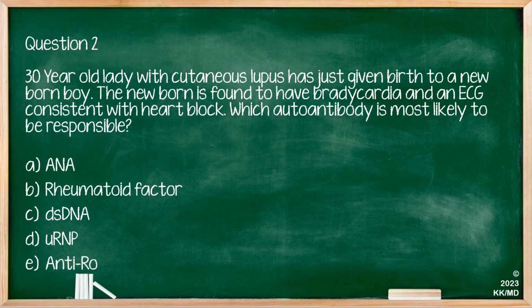So if you recall correctly, we did talk about the risk for mothers who have either SLE or cutaneous lupus and are found to have anti-Ro and anti-La antibodies in their serum, of giving birth to newborns who could suffer from neonatal heart block. And this case is basically classically describing that. Therefore, the most appropriate option here would be option E, anti-Ro.